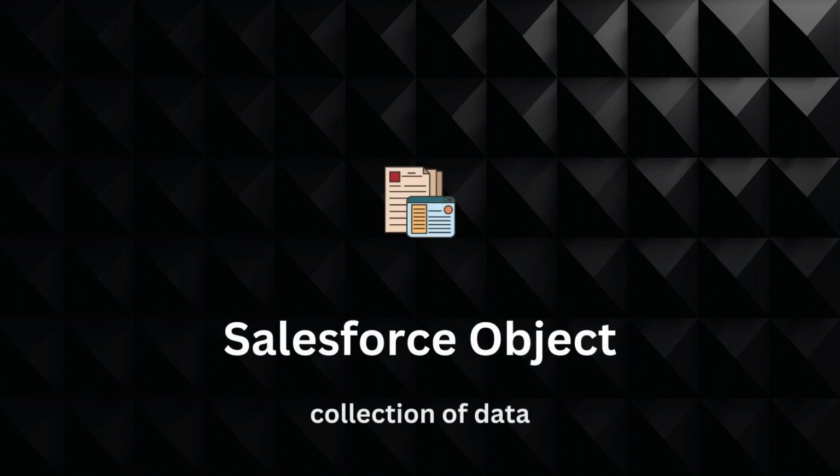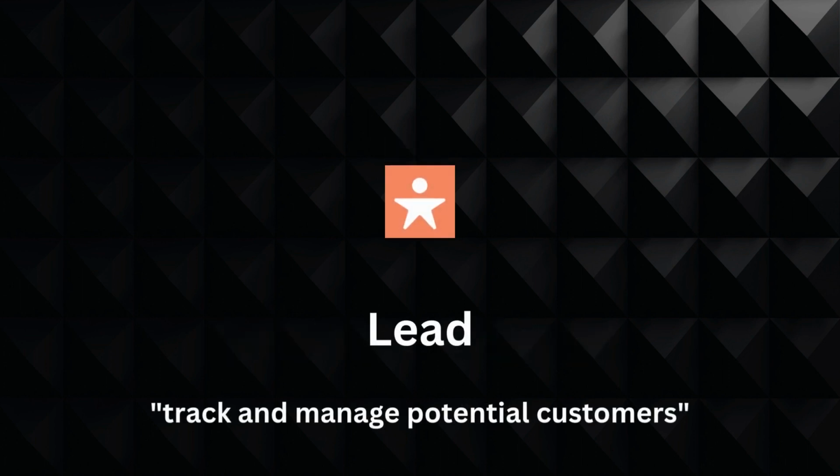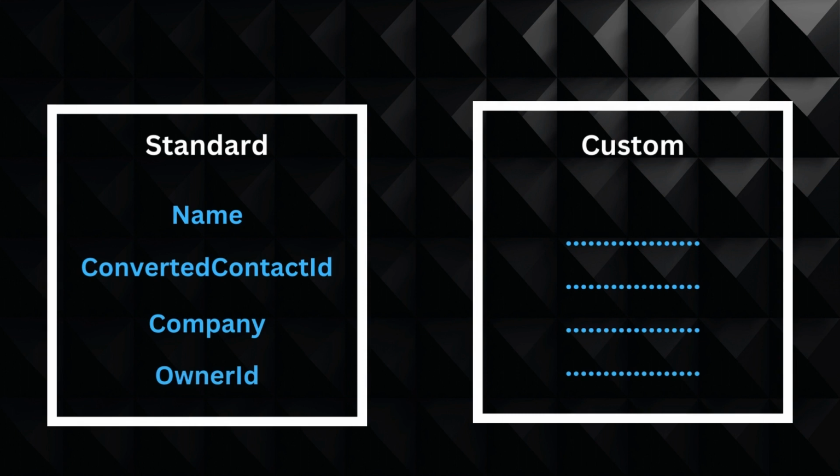In Salesforce, an object is a collection of data that is used to store and manage information. The lead is a specific type of object that is used to track and manage potential customers who have expressed interest in a business's products or services. So, what information is stored in the lead object?